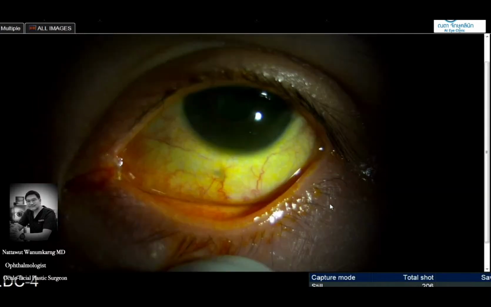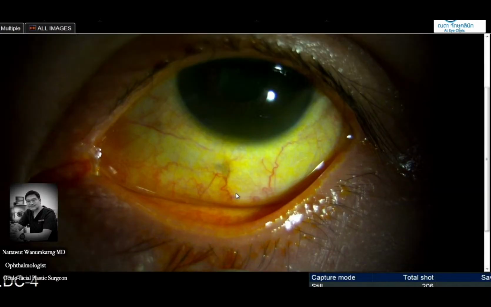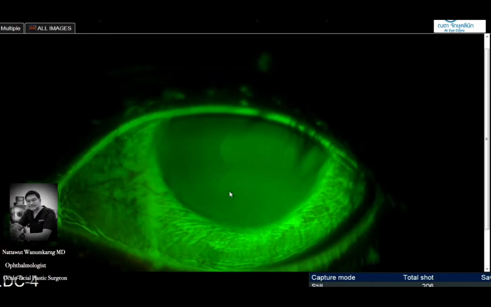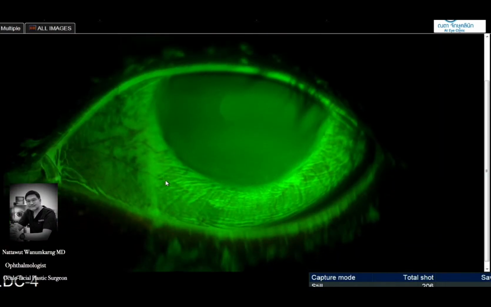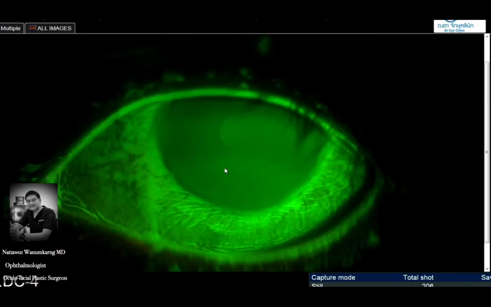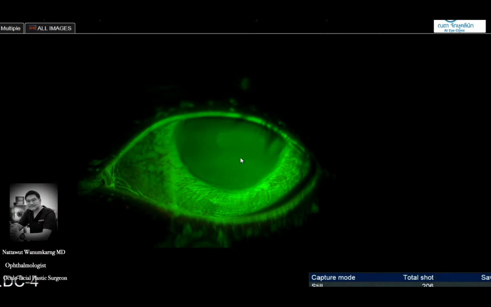The video that I would like to show today is about how to follow up the patient at 3 weeks. Apparently, when we put on the slit lamp, it showed a normal picture. It shows the upper eyelid and the lower eyelid and the tube in a good position. When I put in the fluorescein, we can see that the cornea is clear.